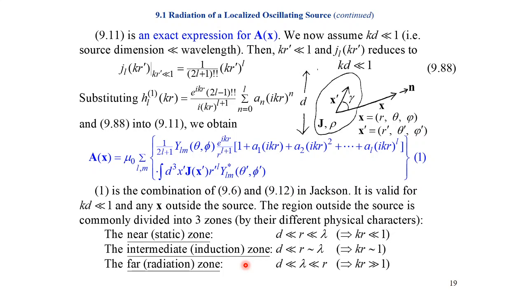So equation 9.11 is an exact expression for the vector potential, phasor part, A(x). Now we assume k d is smaller than 1. What is d? d is the dimension of the localized source. That means k is 2 pi over lambda, the wave number related to wavelength, and the wavelength is much greater than the source dimension. Let's assume this one. So the spherical Bessel function can be rewritten into this one.